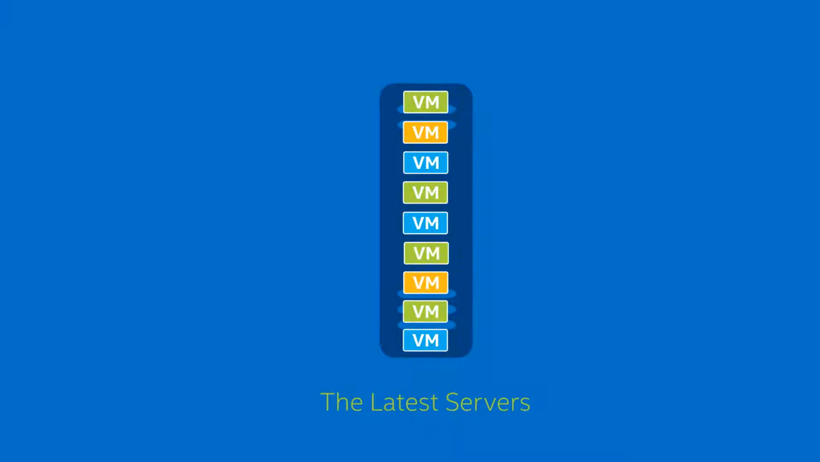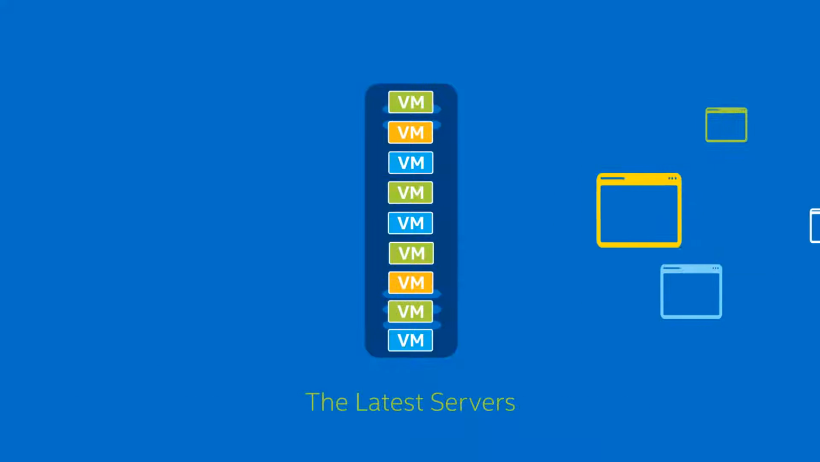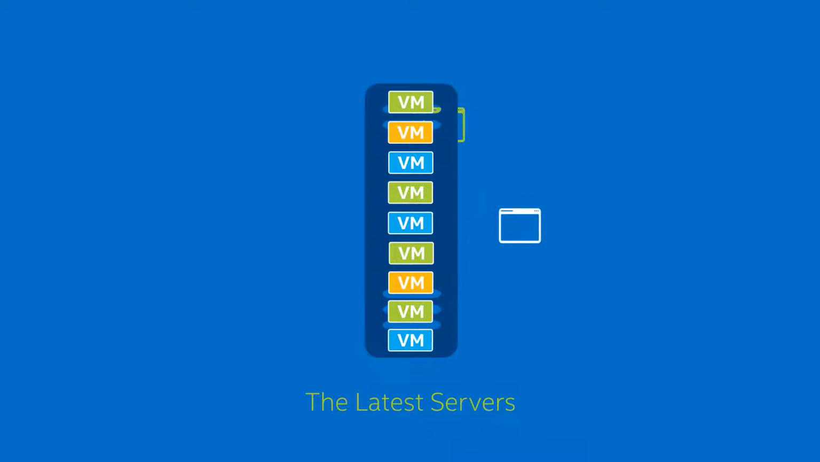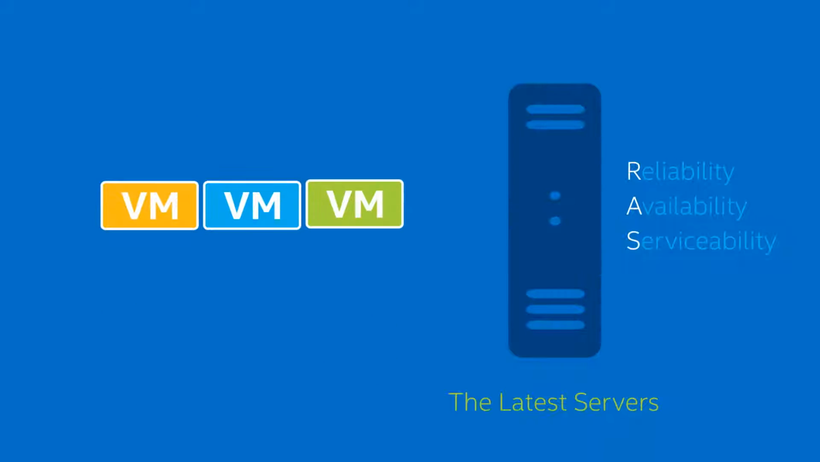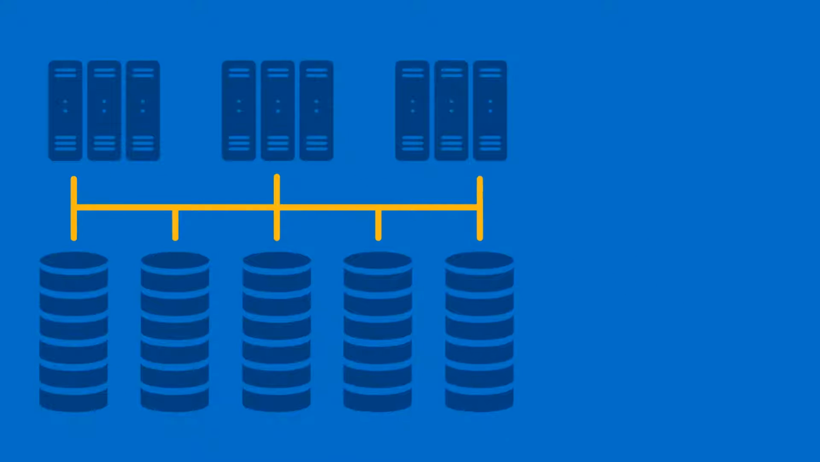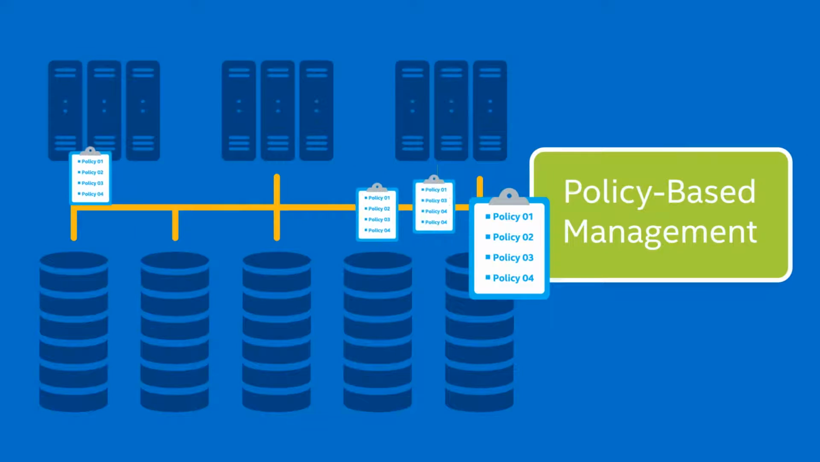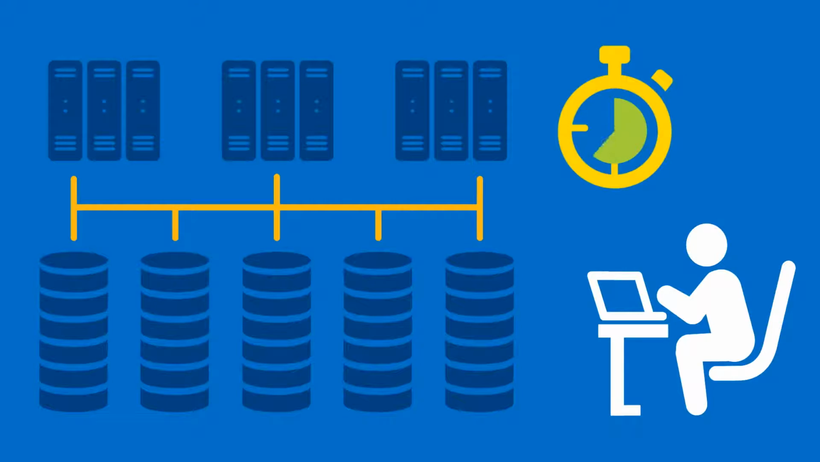Today's latest servers deliver more performance, enabling much higher VM consolidation ratios than servers from just a few years ago. And the latest versions of your current software are designed to take full advantage of those capabilities. And if you choose servers with the latest reliability, availability, and serviceability features, you can even consolidate your mission-critical workloads to eliminate proprietary risk-based servers, and with less risk. Plus, today's new open, flexible storage and network platforms let you use policy-based management, so you get more for less from those resources too, all while requiring less administration time and effort.